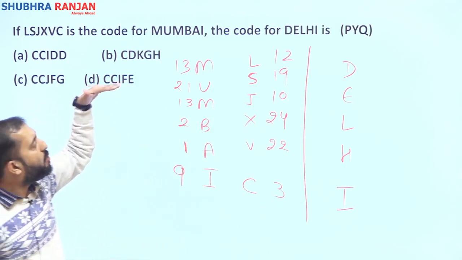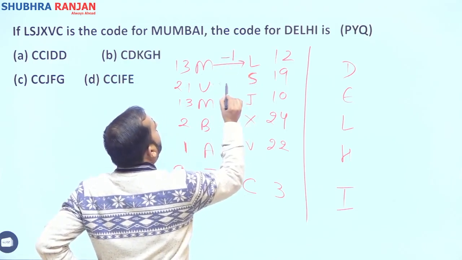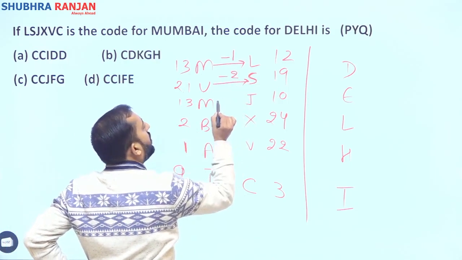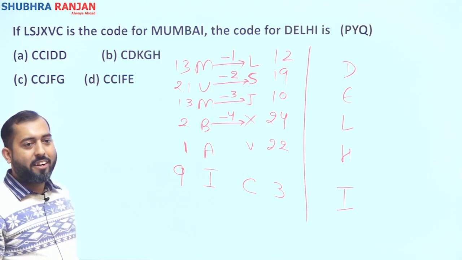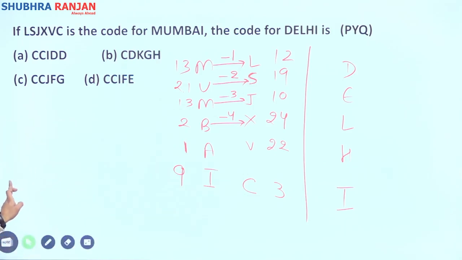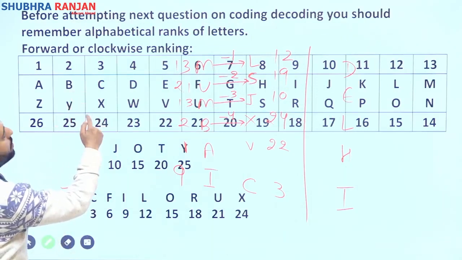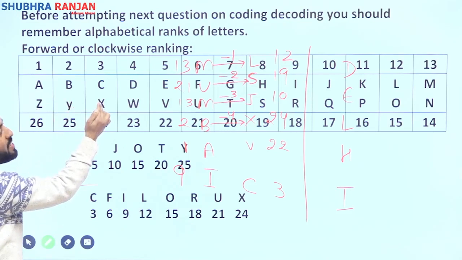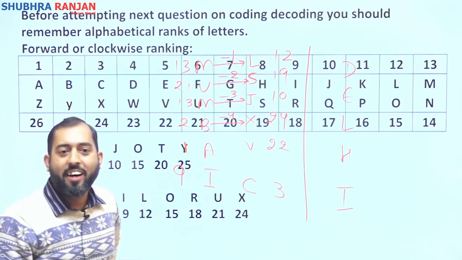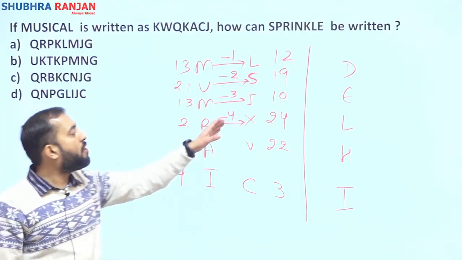Now, the first task is to relate one to one. Clear? Now, M to L, it is minus 1. U to S, 21 to 19, minus 2. It is minus 3. Now, over here, it is minus 4. Right? How come minus 4? I told you, see. From B, minus 1 is A. Minus 2 is Z. Minus 3 is Y. Minus 4 is X. Got it? Okay. So, that is why this minus 4 is applicable over here.